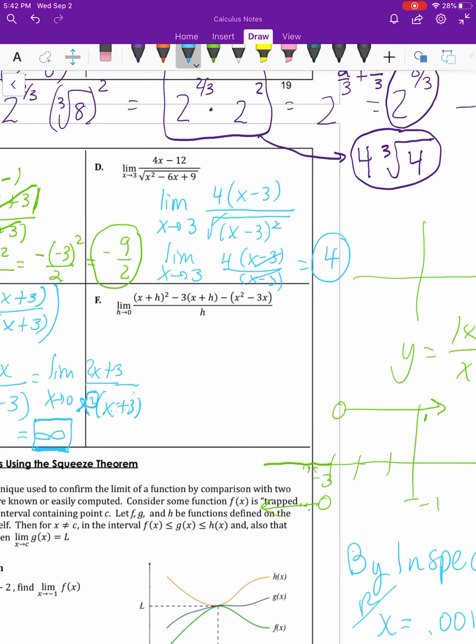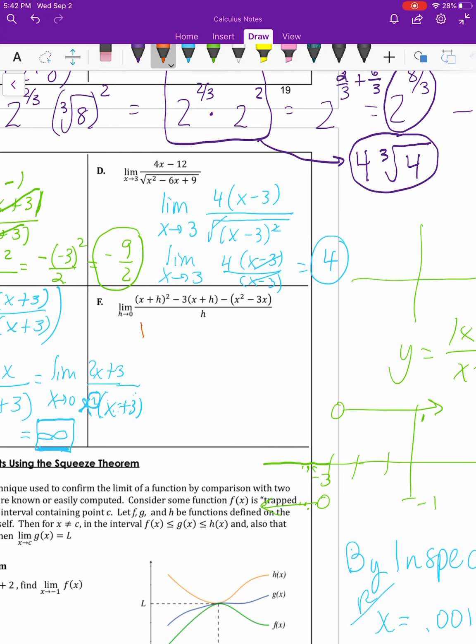Okay, and now letter F. Limit as h goes to 0. We're going to have to multiply these out. Limit as h goes to 0, because I know direct substitution is going to give me 0 divided by 0. So I'm going to multiply x squared. I'm going to get a 2xh plus h squared. I'm going to get minus 3x minus 3h minus x squared plus 3x, all divided by h.